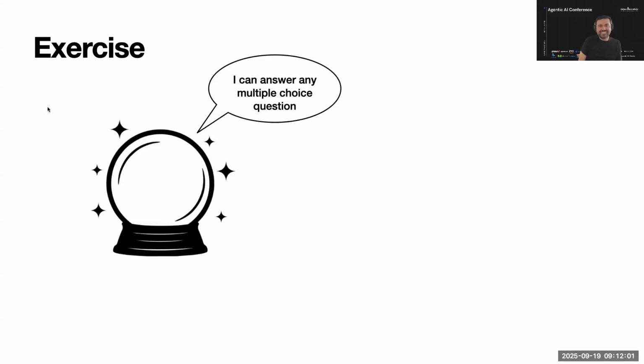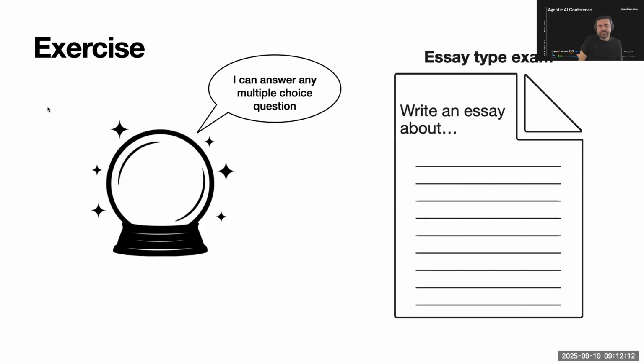So help me out. Let's remove the computers out of this question. Let's say that we have a magic crystal ball that will answer any multiple choice question. And we take it to an exam, and oh, surprise, the exam is an essay type question. So what do we do? Help me out, give me some ideas. How do you write an essay with a crystal ball that only answers multiple choice questions?